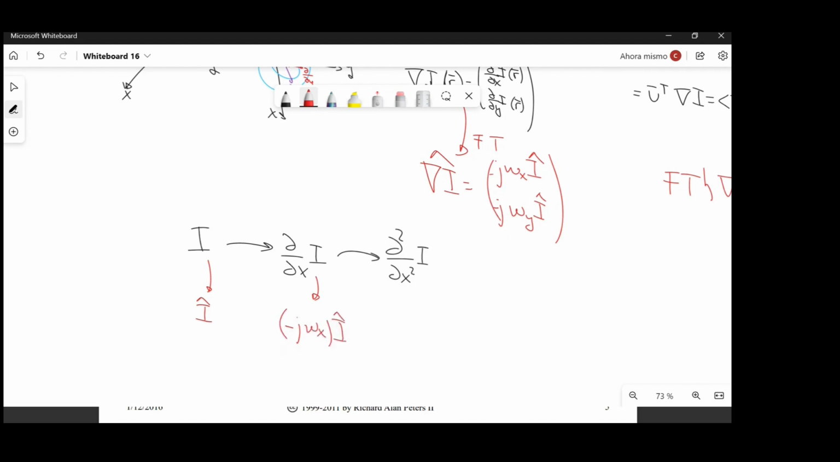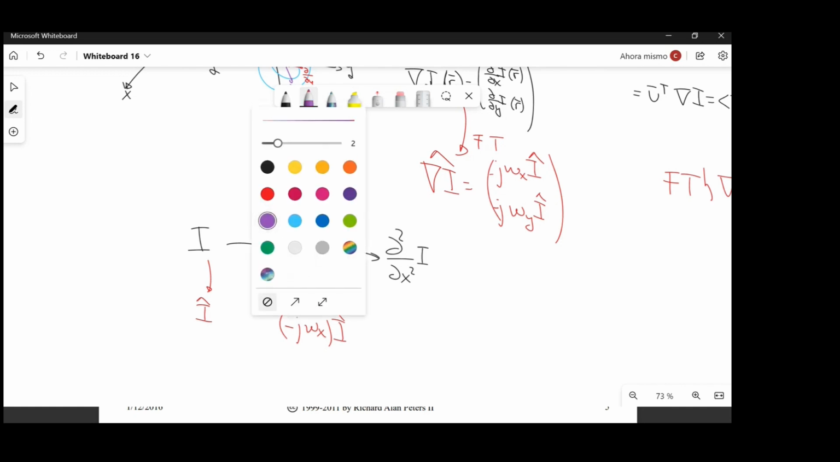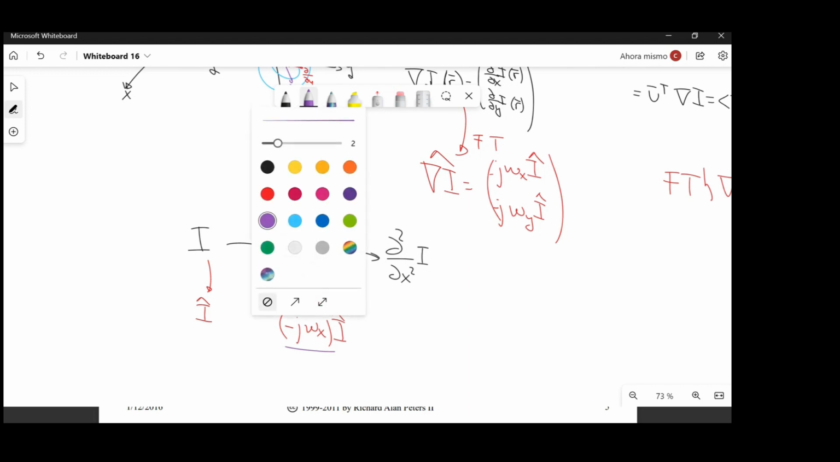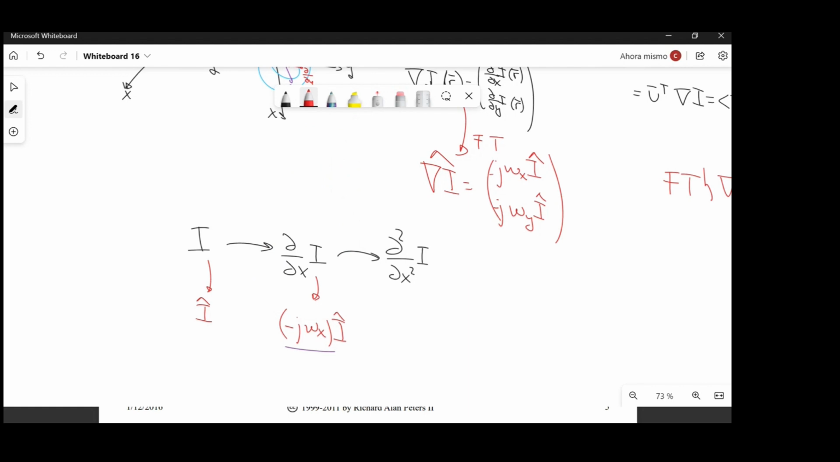The Fourier transform of this is minus j omega x times the transform of I. So whenever I have a function and I want to differentiate, all I have to do is multiply by this factor. Now I have another function. If I want to differentiate again, all I have to do is multiply by the same factor. So this would be minus j omega x squared. And we can keep on differentiating if we want. That gives us a very nice generalization.